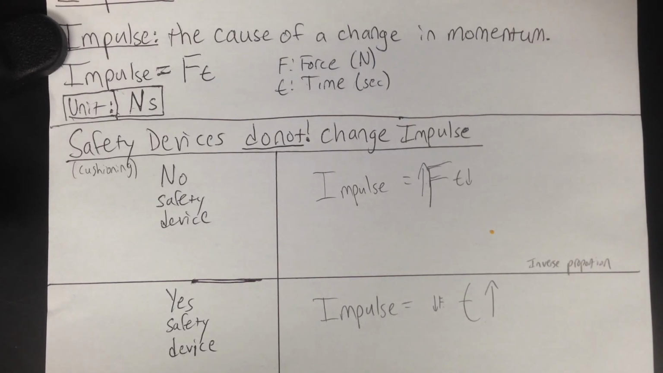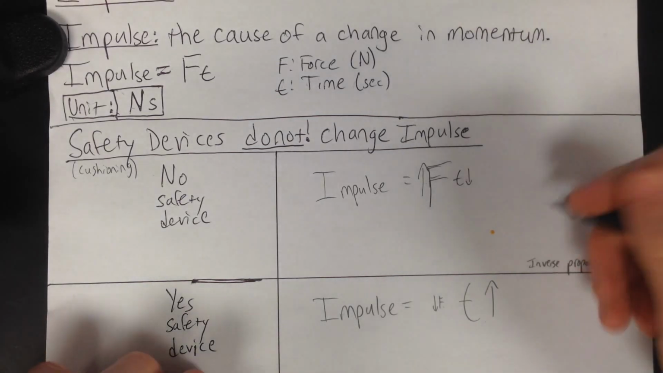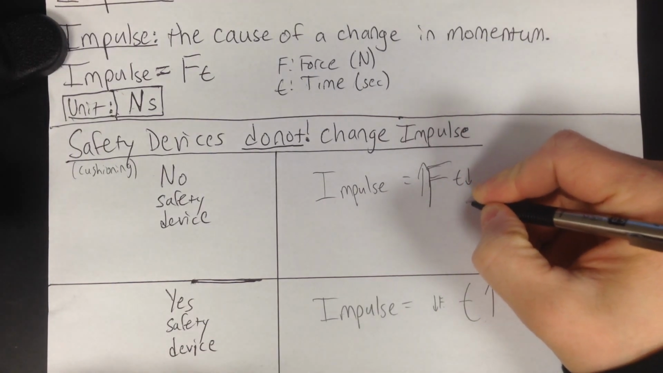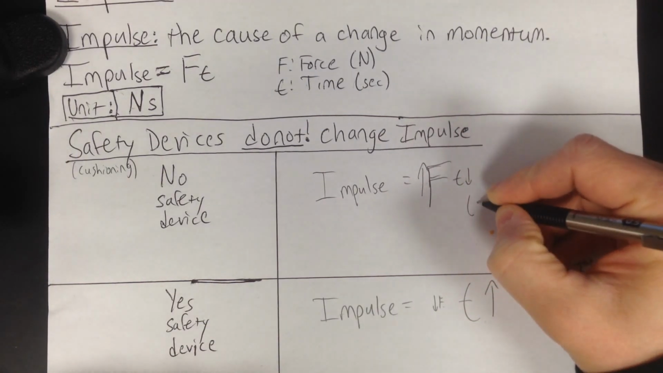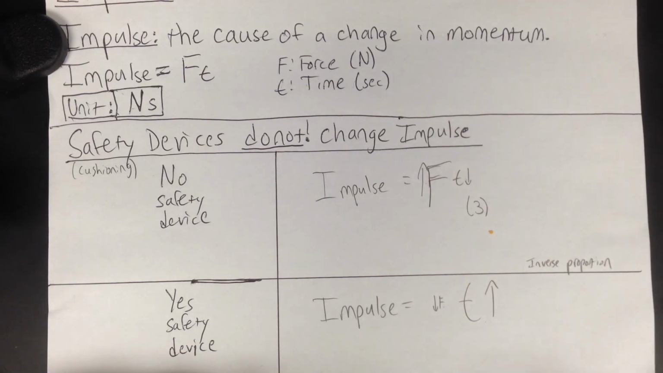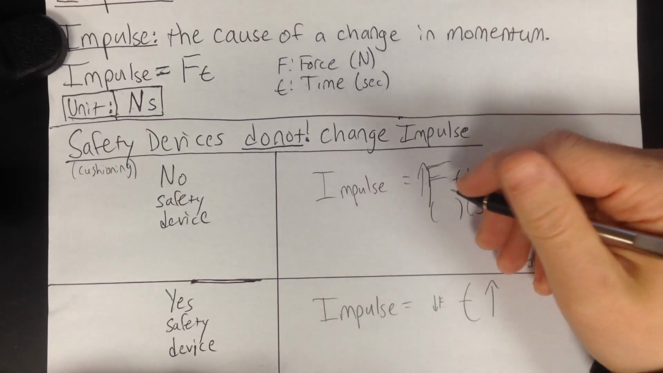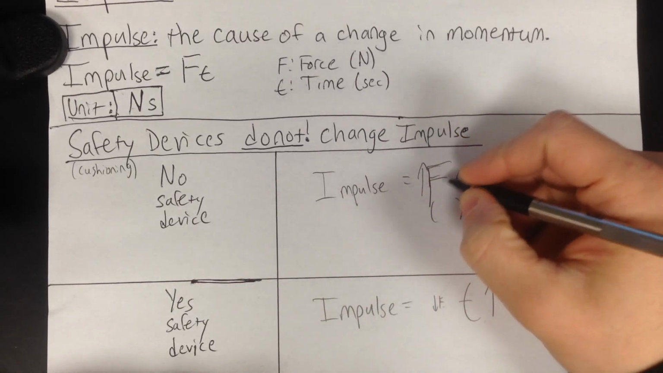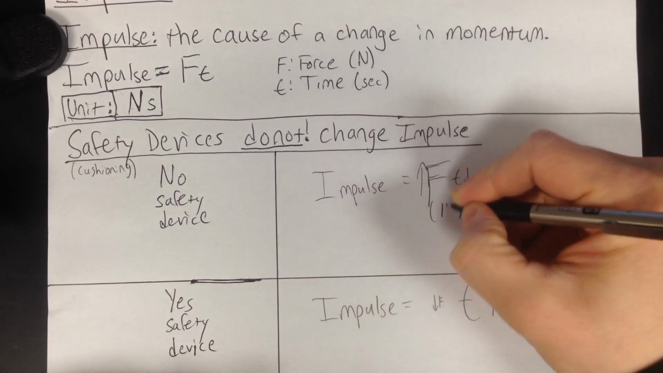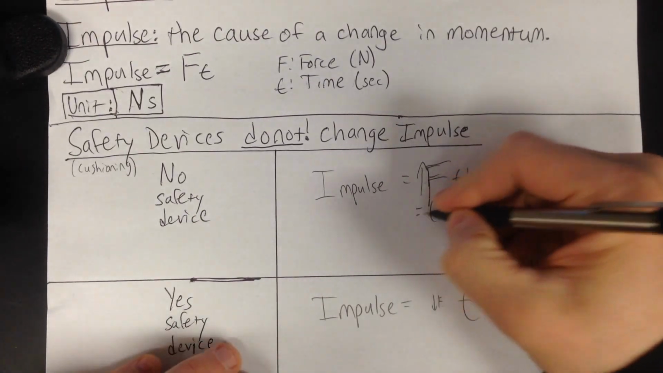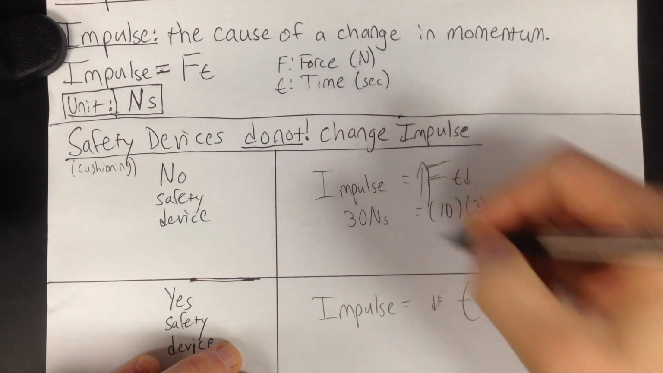But do they change impulse when you multiply them together? No, because when one goes up, the other goes down. They end up multiplying out to the same result, being the impulse. So, let's just throw some numbers out. The time is 3, some really simple numbers, and the force is, I don't know, this is a big force, right? So, force is 10, right? Then the impulse is 30 N·s, right?